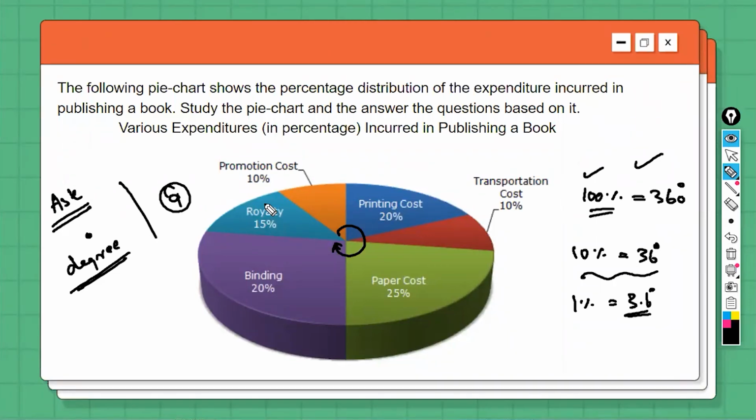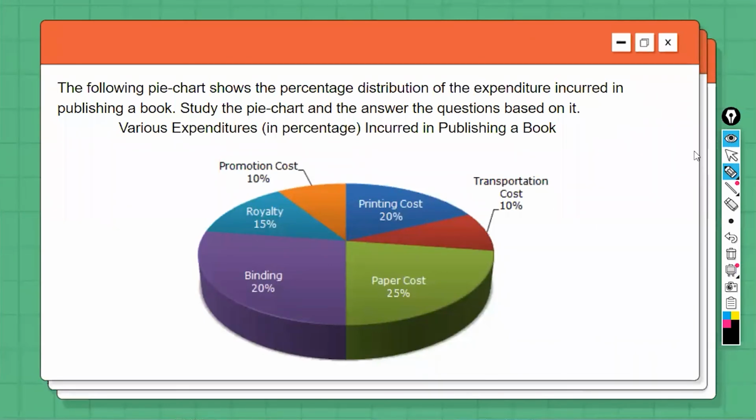Ladies, can you understand this like this? I'll just repeat it. Fine. We'll just solve a few problems based on this pie chart also, okay?